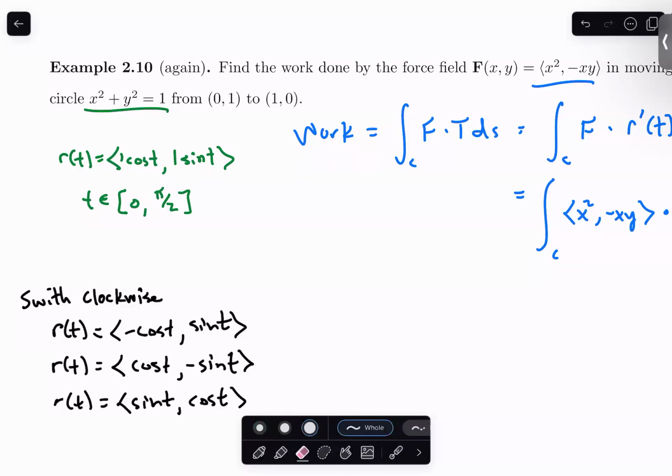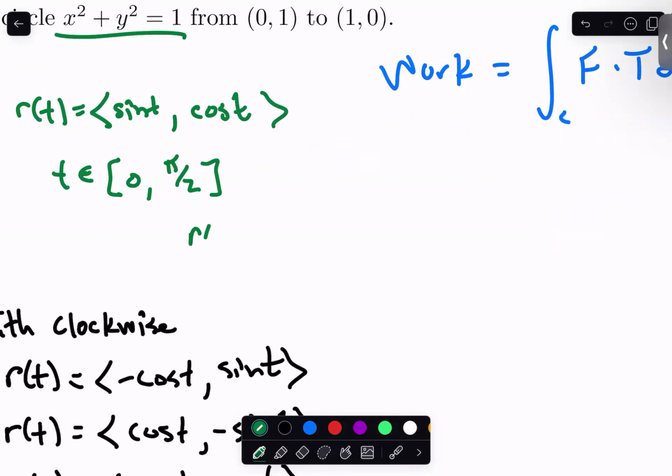So I'm going to use my last one here, and I'm going to swap these, and choose sine of t, comma, cosine of t. And because this is a non-standard parameterization, I want to make sure that my bounds still work here, that I start at the right spot that I'm intending to start at, and I'm ending at the right spot that I'm intending to end at. So let's check really quick, since I've swapped things up.